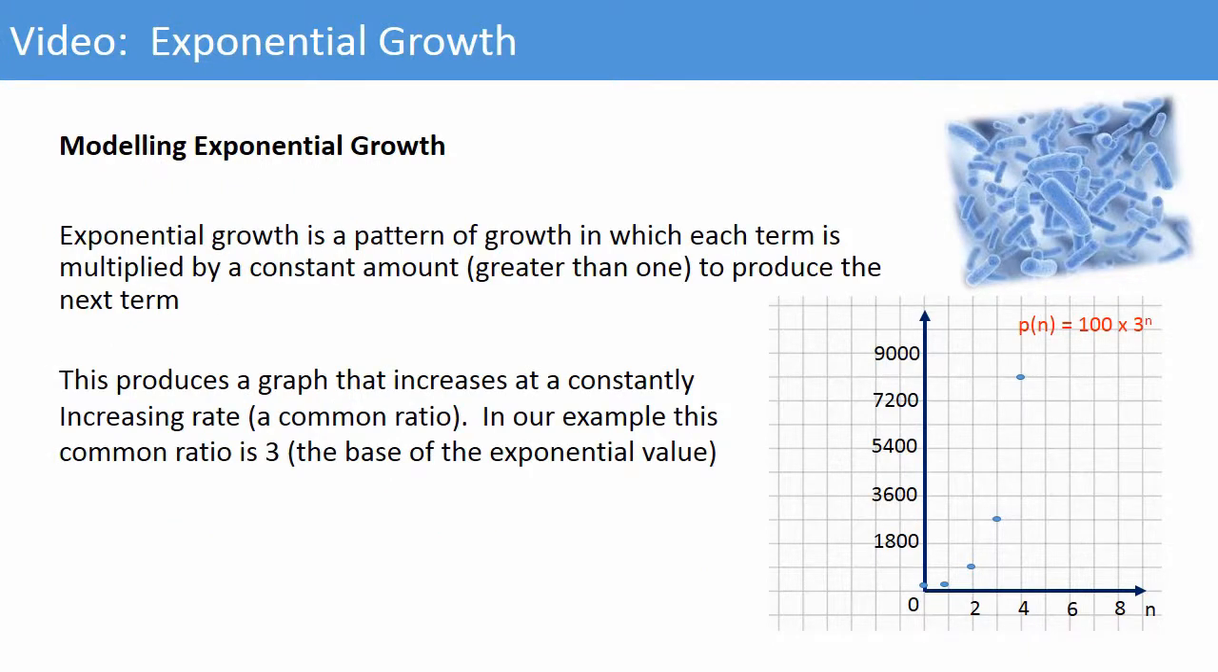Exponential growth, then, is a pattern of growth where each term is multiplied by a constant amount, which is greater than 1, to produce the next term. This produces a graph that increases at a constantly increasing rate from a common ratio. In our example, this common ratio is 3, which you might notice is the base of the exponential value in the equation.